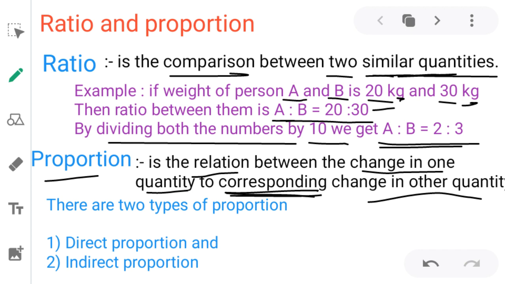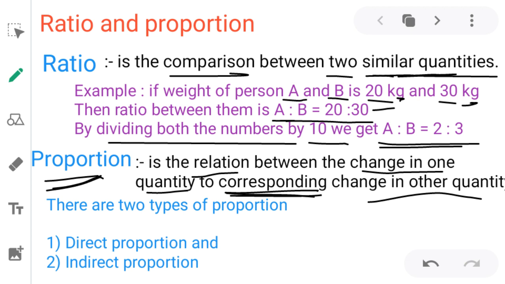But in case of ratio, if the weight of A is 40 kg, B need not be 30 or 35 kg. It need not change. The weight of A is independent, the weight of B is also independent. But in case of proportion, the change in one quantity causes a change in the other quantity also. That type of relation is called proportion.